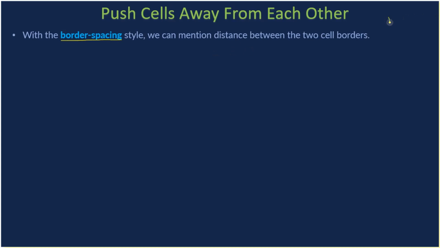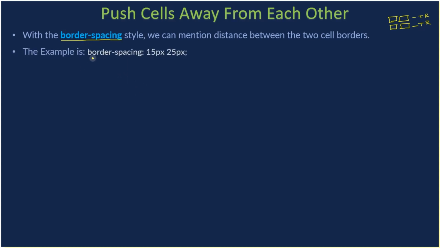We know that a table is a pack of cells, right? So here we have just shown a 2 cross 2 table. That means there are 2 table rows with 2 table data in each row, right? So the distance between these 2 cells is what is controlled by the border spacing.